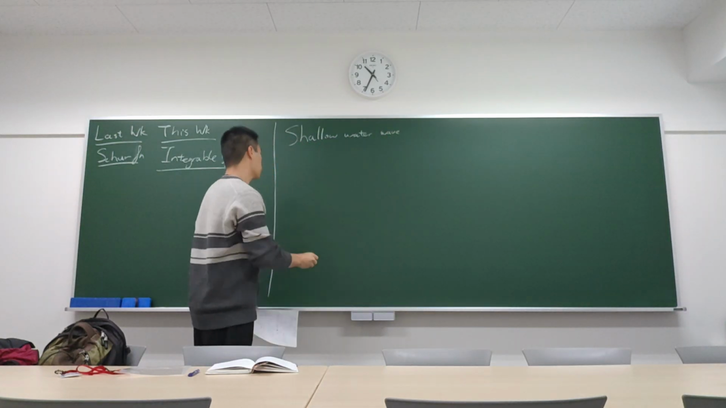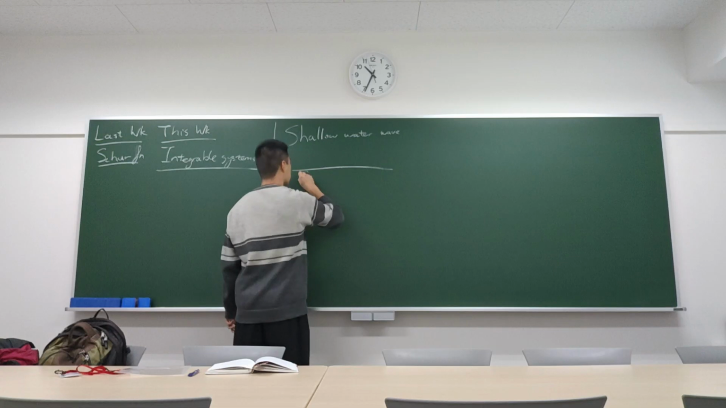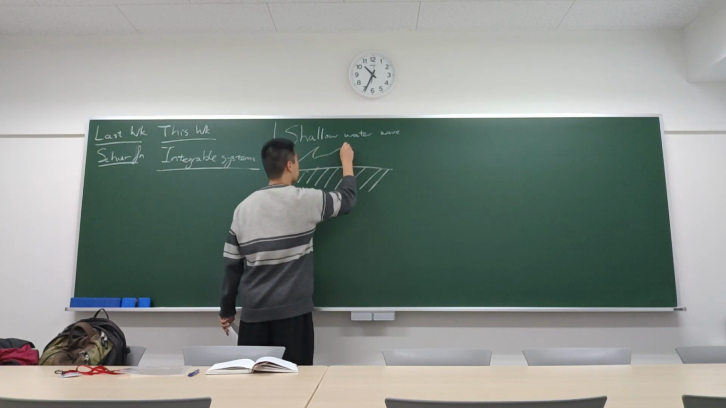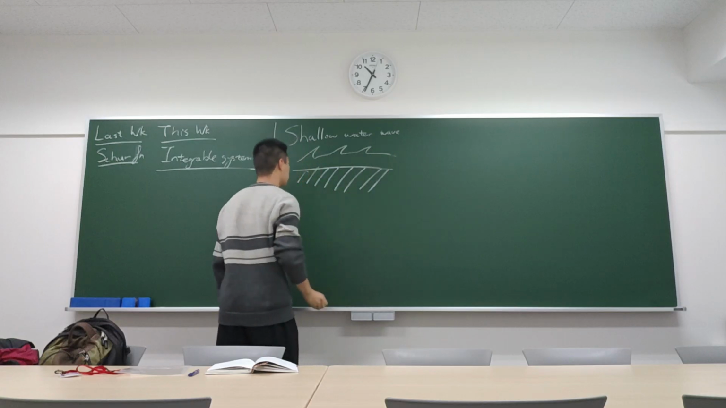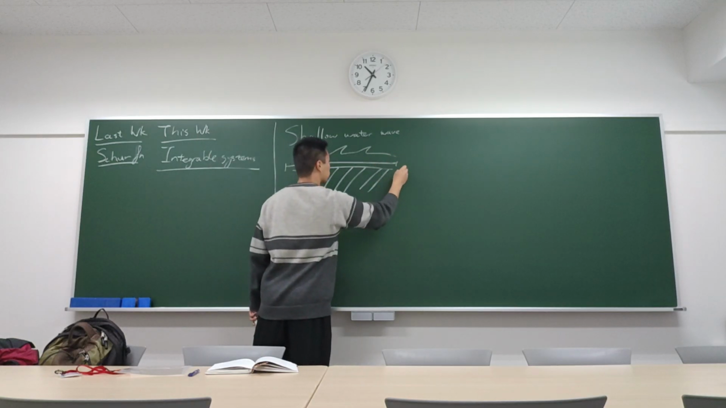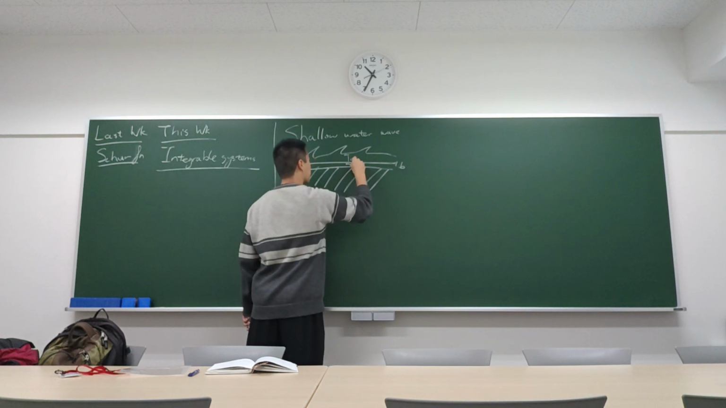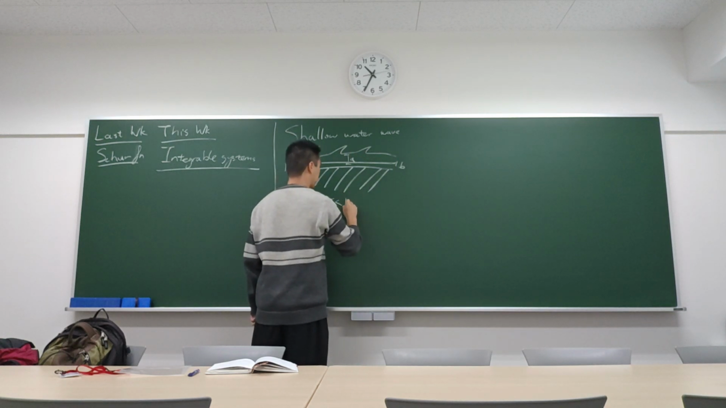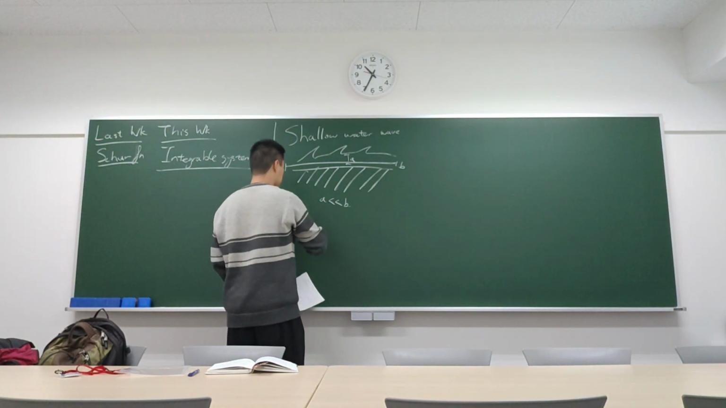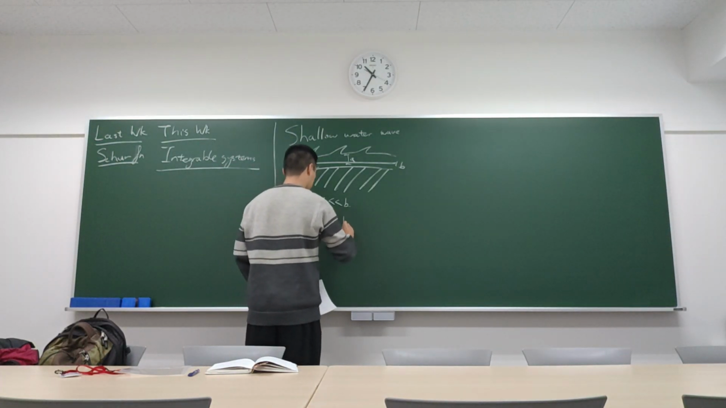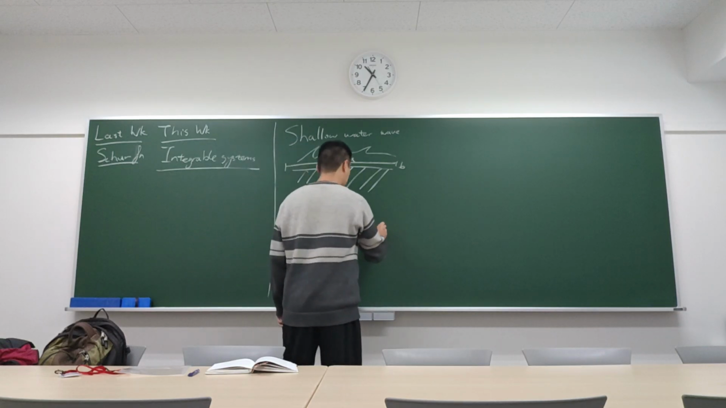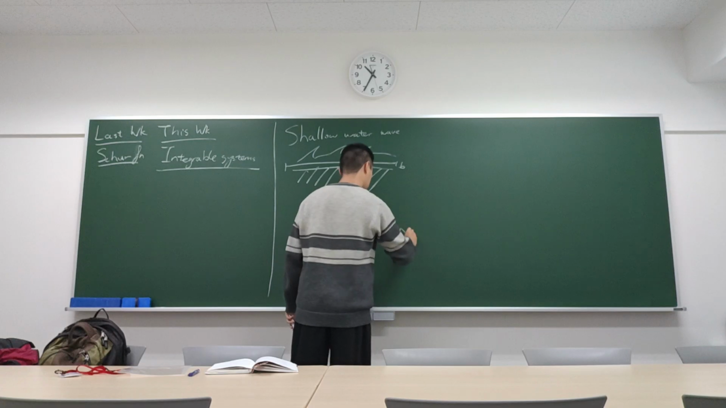If you have some shallow water wave, so let's say this is your flat ground, and then here's your wave. Shallow means that this length is significantly longer than the height. Okay. Then this is modeled by a KdV equation. And this KdV equation is a PDE.